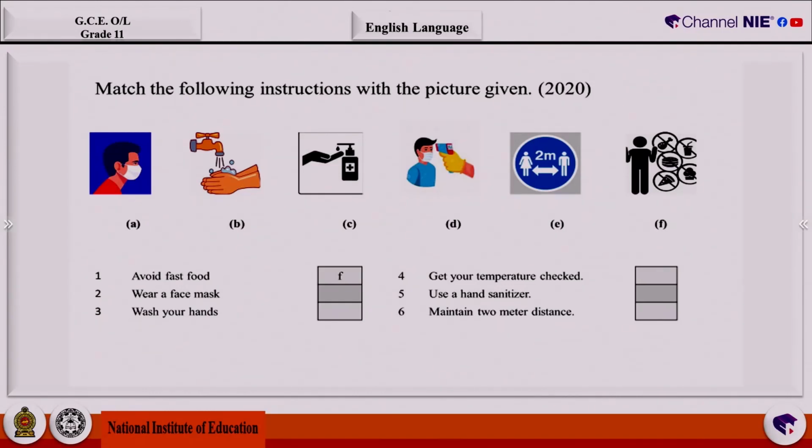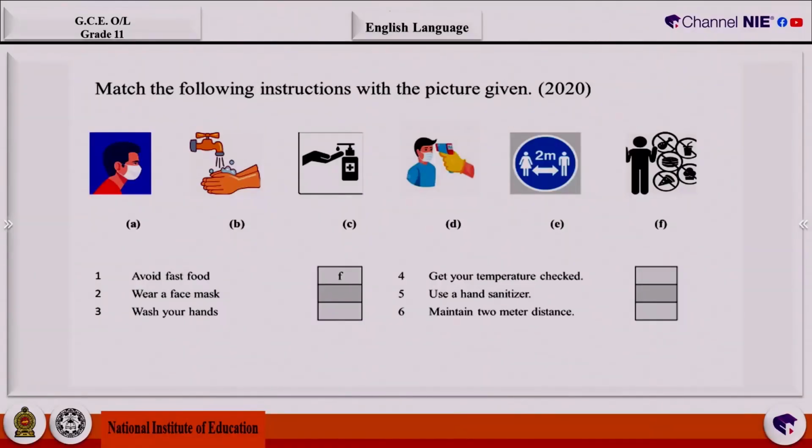So by looking at the pictures, we understand that it is a very easy question. So let's read the instructions first. Number 1, avoid fast food. The answer is given. Number 2, wearing a face mask. Face mask is a very popular word in our country because we had to face this problem of COVID. So we know the correct picture is picture number A.